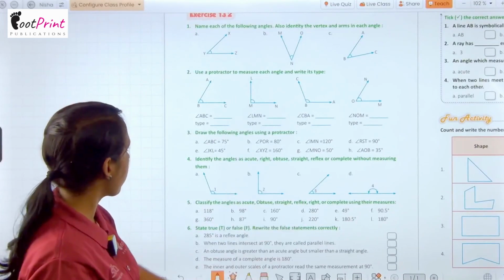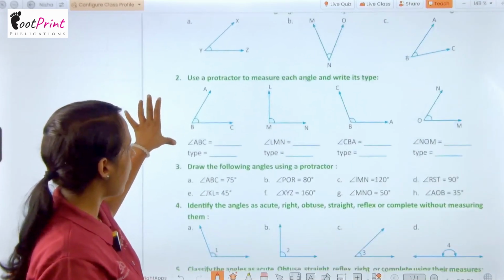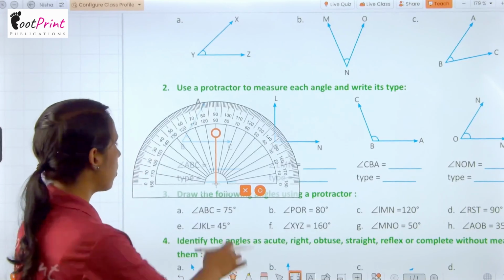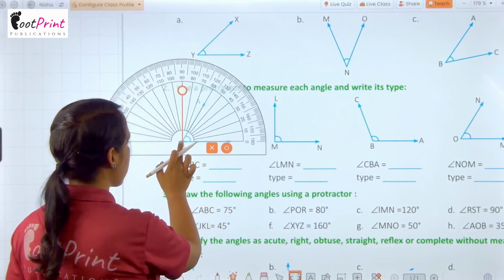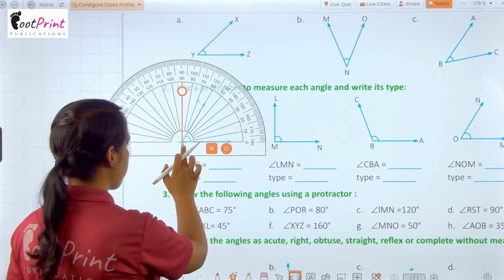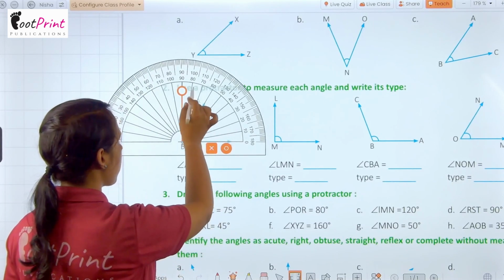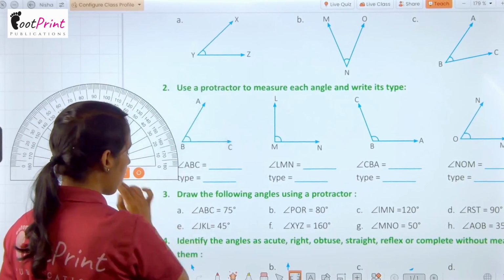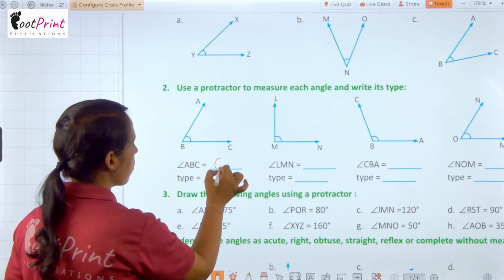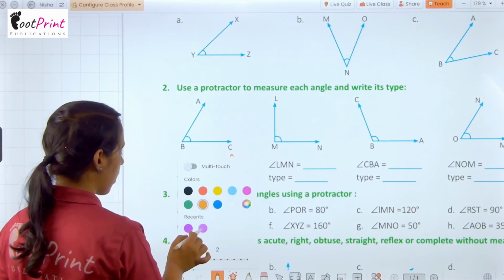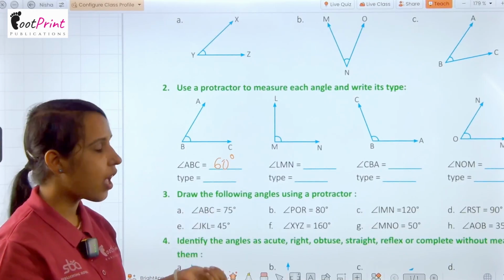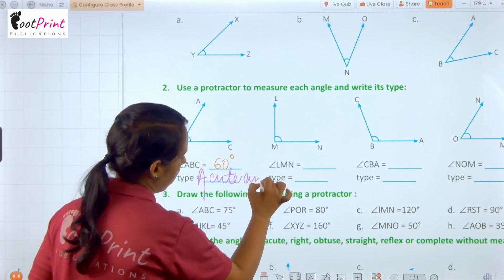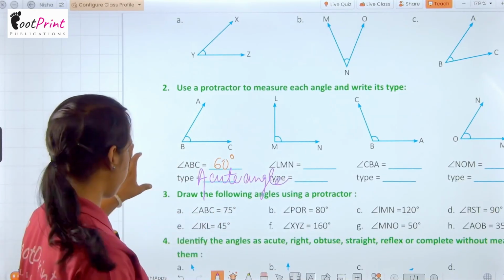In this we have to use protractor to measure each of the following and write its type. Okay, so first we take the protractor, put center point on vertex and baseline on the arm. Okay, so here we start from 0 degree, so here we get 60. So we have 60 degree angle, so we can write here it is equals to 60 degree, and here we can observe it is more than 0 degree and less than 90 degree. It means it is an acute angle. Okay, this is our answer.